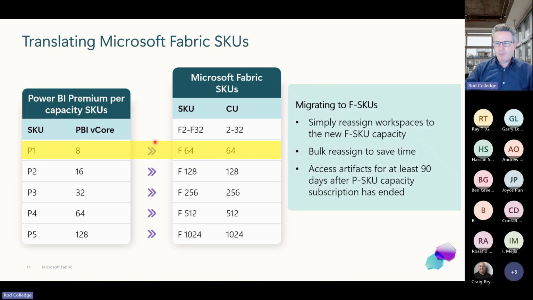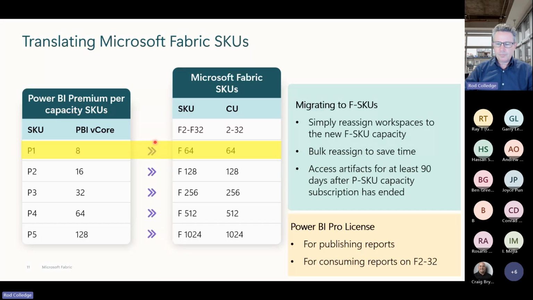In terms of moving from one to the other, you simply reassign workspaces from the P capacity to the new F capacity that you buy, and I'll show you how you do that in a sec. And you also have a 90-day grace period after the P SKU capacity subscription has ended to still access anything that you haven't moved over to the F SKU.